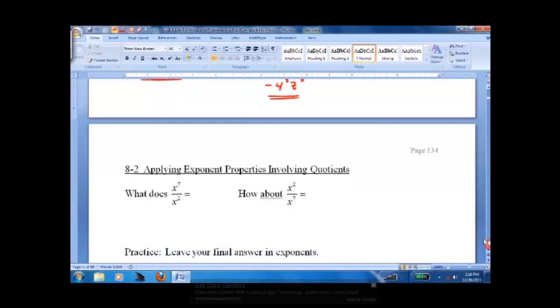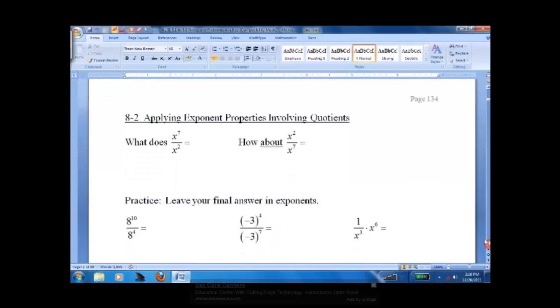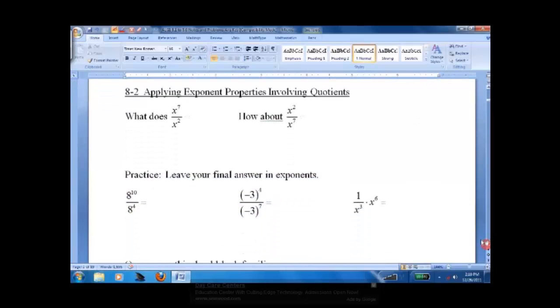So, that was all multiplying. How about dividing? Well, multiplying was addition, so dividing is subtraction. X to the 7th over x squared is 7 minus 2, which is 5. And the way I remember this, seven on top, 2 on the bottom, well, we can cancel. Left with 5 on the top, x to the 5th.